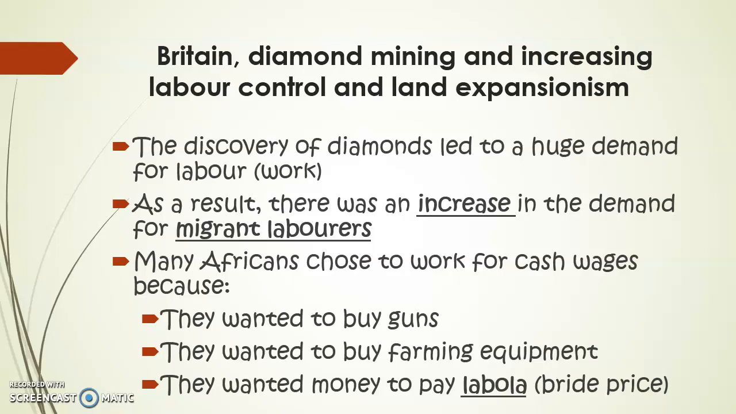They also wanted to buy farming equipment, to take back home to the reserves, and they wanted money to pay lobola, the bride price. So you will remember that, or well, some of you will know that lobola can either be paid in cattle or cash, sometimes both. So the cash actually really helped in terms of paying lobola. So those that didn't have cattle, they could also pay the lobola in cash.